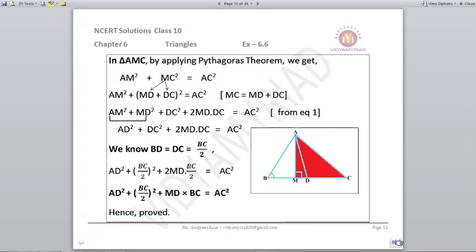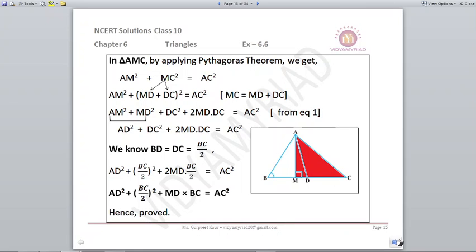Apply the formula of (A plus B) the whole square. You get AM square plus MD square plus DC square plus twice of MD into DC, which is equal to AC square. Now what is AM square plus MD square? If you look at the diagram, you know this is AD square. So substitute it. So we can write it as AD square plus DC square plus twice of MD into DC is equal to AC square.